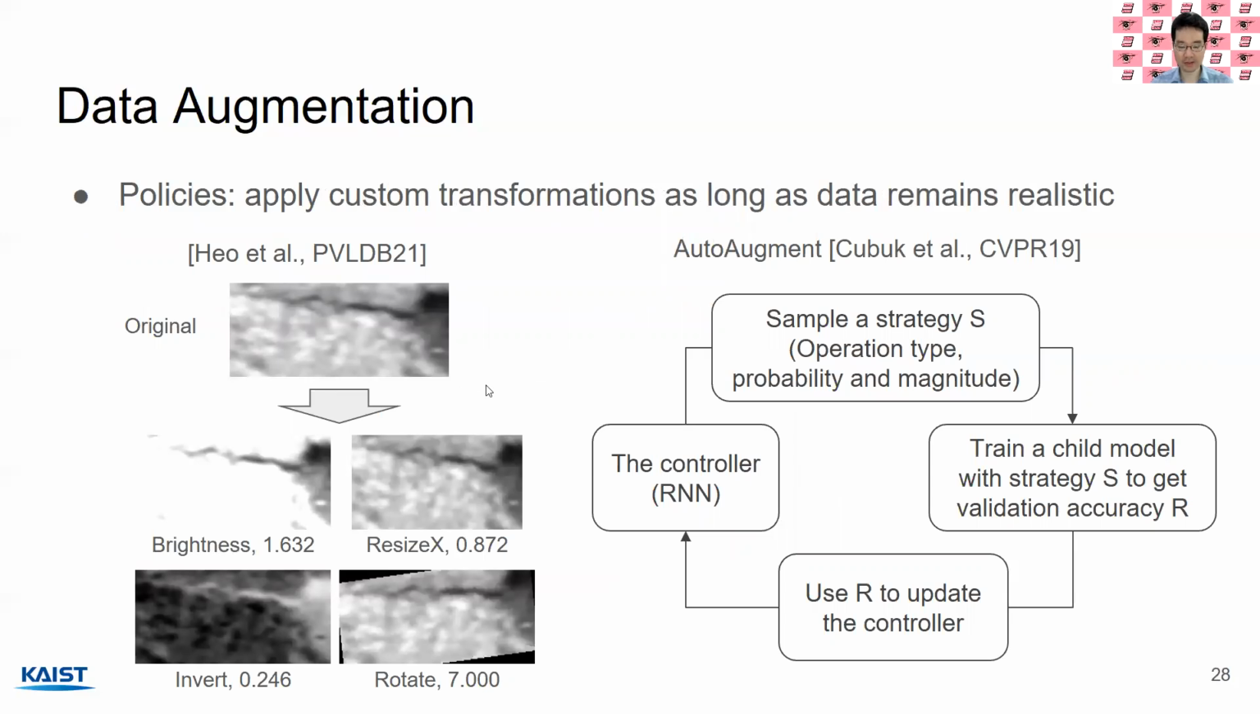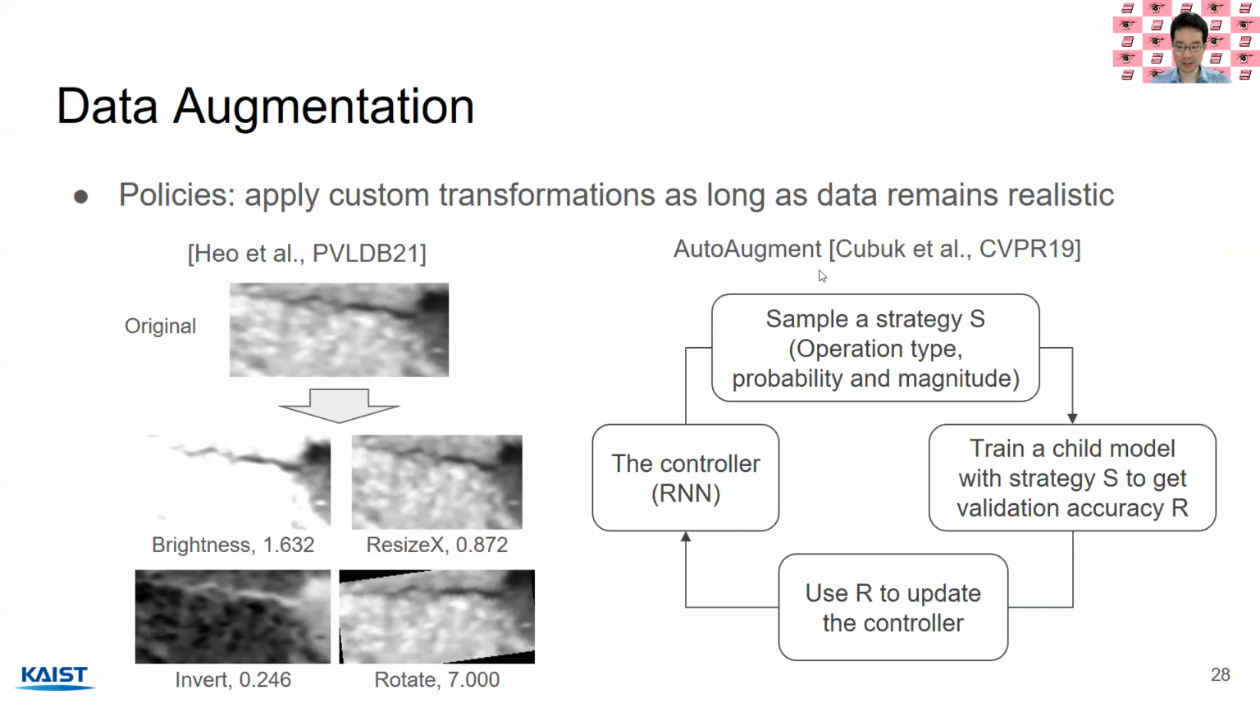Now, one limitation of GANs is that you can't go way beyond whatever data you already have, because there's no way that the GAN will automatically figure out how to generate very different data. And so policies are a way to complement that approach, where you can apply various custom transformations by some domain experts, as long as the data remains realistic. Here's an example for policies. Starting from this image, you can maybe change the brightness, or do some resizing, invert it and rotate it. And as long as these images are acceptable, then you've created some new data.